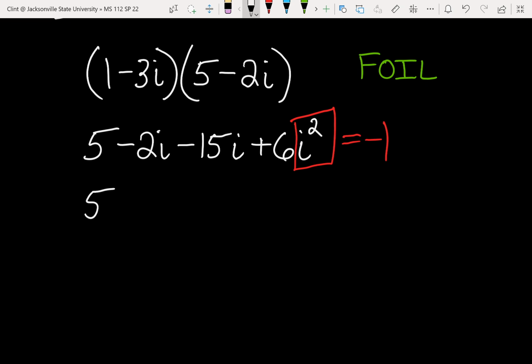So we combine the terms in the middle, -17i. And 6 times -1 is -6. Here, if we combine like terms, we've got a 5 and a -6. That gives a -1.